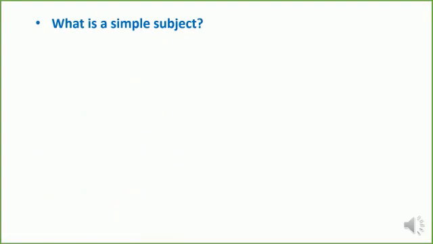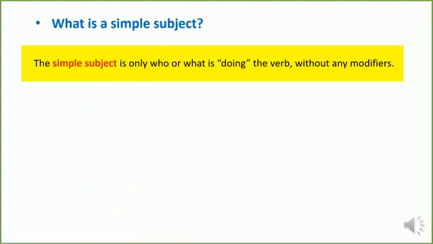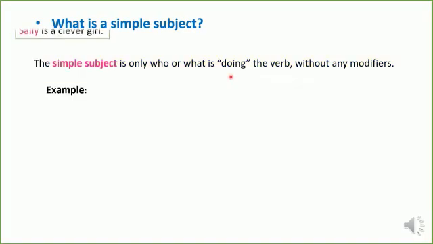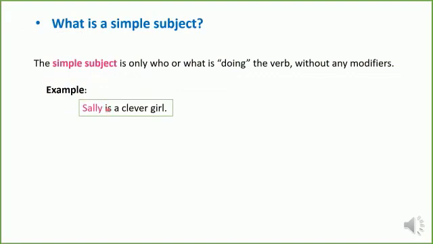Now, what's a simple subject? A simple subject is only who or what's doing the verb without any modifiers. For example, Sally is a clever girl. Sally is the simple subject here. Who is a clever girl? Sally. So Sally is the subject. It's a simple subject. He won the competition. He is the simple subject.